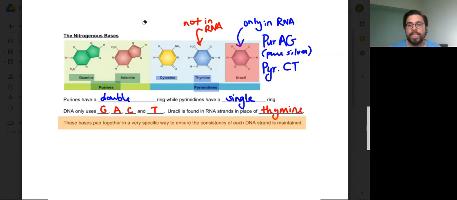I highlighted it up here and then removed it, but I want to spend some time talking about it now. This statement: Pure AG and then Pyr CT. Pure silver helps me to remember the purines. Purines are A and G, which is silver. So pure silver helps me remember that those are my purines, and then the other 2, C and T, are my pyrimidines. This is just a little mnemonic to help you remember which nitrogenous bases go in which group.